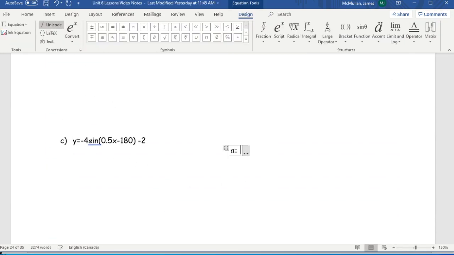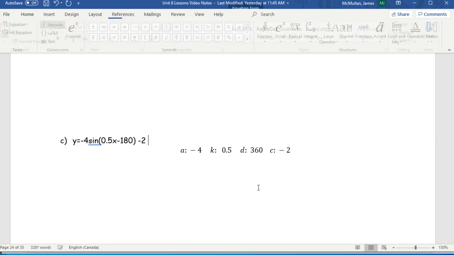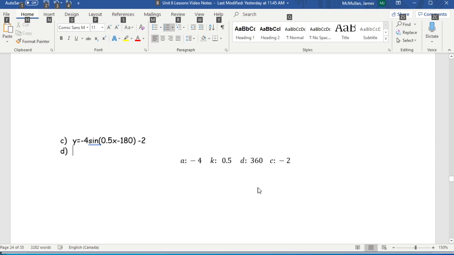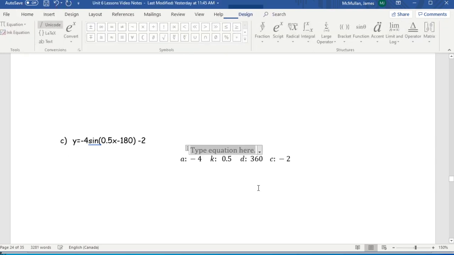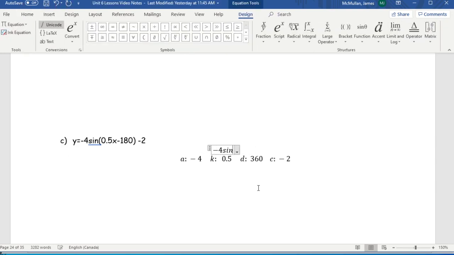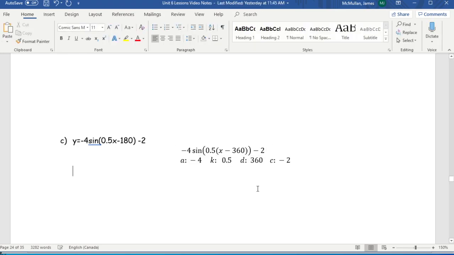Okay, one more of this type of thing. So amplitude, or A, is -4, K is 0.5, D is 360, C is -2. Again, let's just show where I'm getting that from. The correct way to write this one would be 4 sine 0.5, and we have to factor out the 0.5. That doubles the 180 to 360, and then you have the -2 at the end.